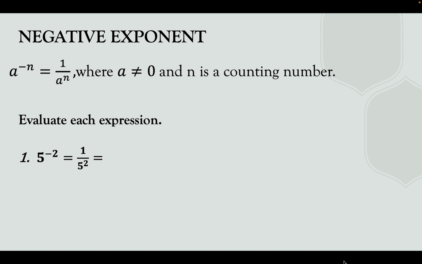Let's have an example. 5 raised to negative 2. So we have 1 over, you change it into 5 raised to positive 2. Simplify the denominator, you will get 1 over 25.